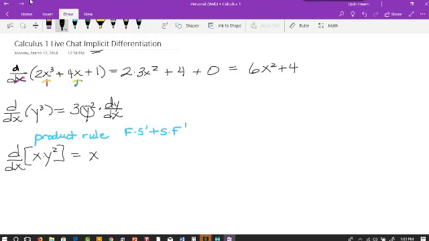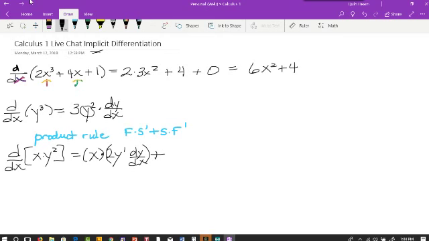Now, how do we take the derivative of y squared with respect to x? We're going to use the chain rule. So we're going to take the derivative as if we were differentiating with respect to y. So we would get 2y to the first. But since that wasn't an x, we get dy dx. Okay, plus, so this was our first function, and this was the derivative of our second function.